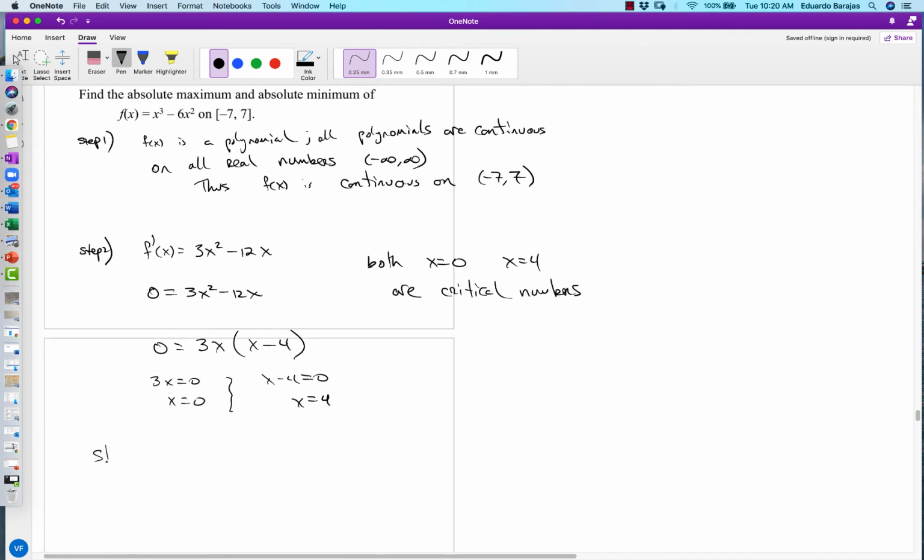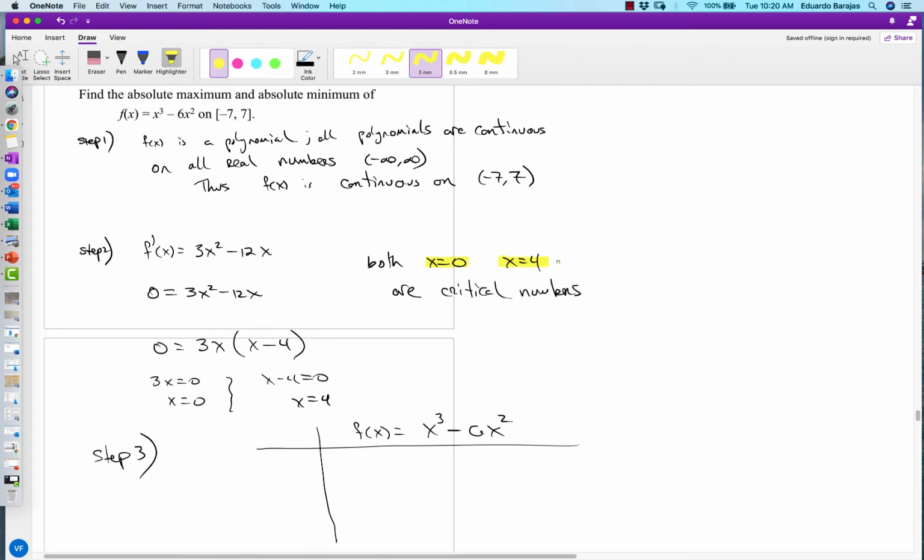Okay, now for step 3, we got to create a table of values. So we're going to check the following. We can create a little table and we're going to evaluate our original function, not the derivative. So we're going to have f of x equals x cubed minus 6x squared. And we're going to test the critical numbers that we just found. But we also have to test the endpoints. Right, endpoints and the critical numbers get evaluated.